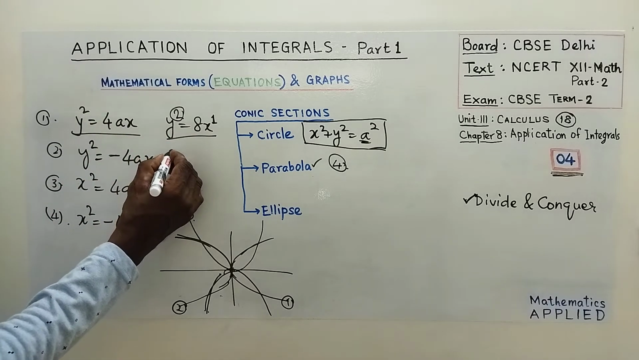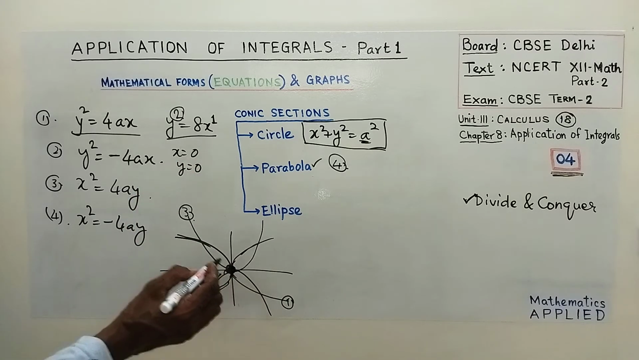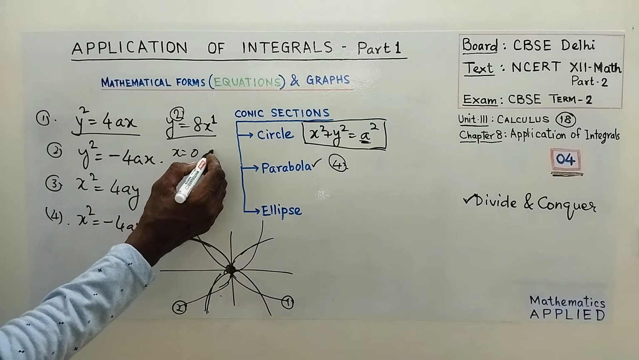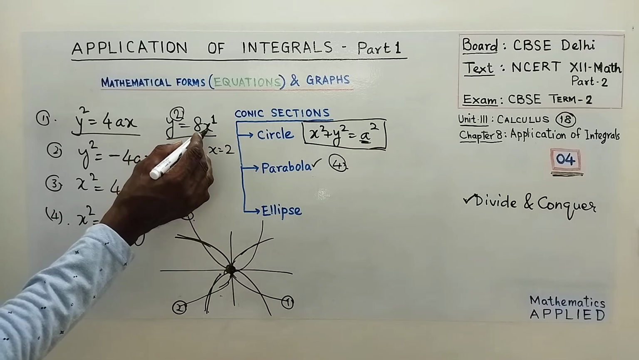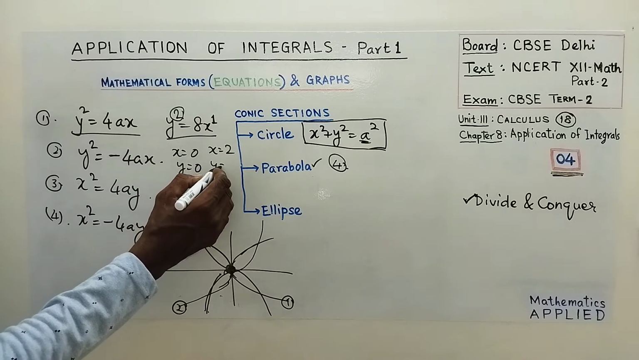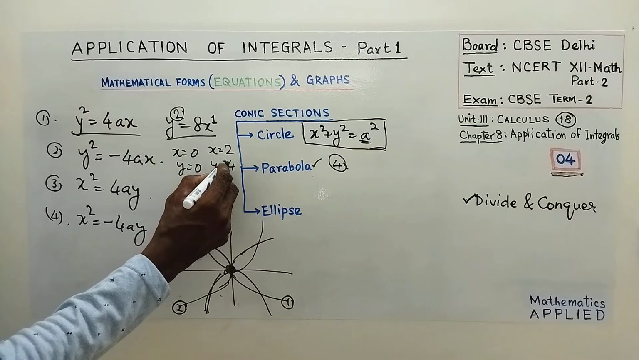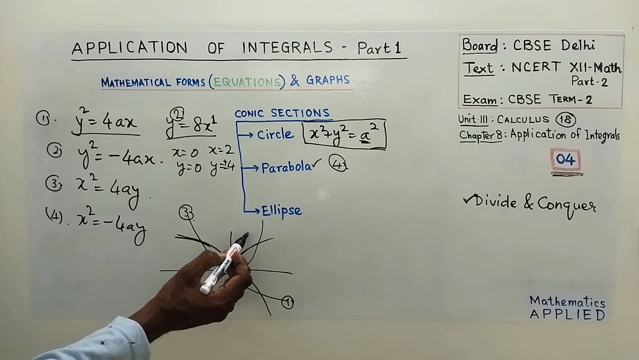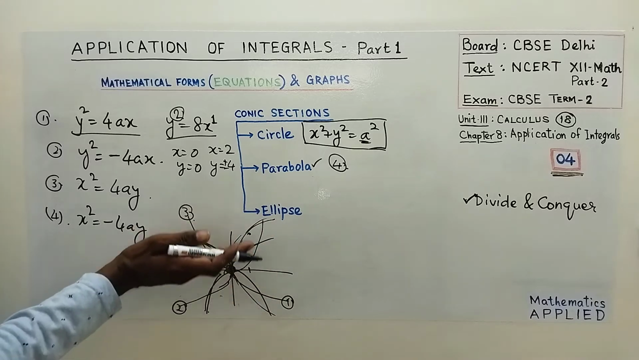How would you draw the graph? You put x equals 0, you get y equals 0. This is obviously one point through which the parabola is going to pass. Now take one more point, x equals, let's say, 2. Then this gives you 2 times 8 is 16, so y square equals 16, so y equals plus or minus 4. So you take 2 here and 4 in this part, and you can draw a rough parabola that should be symmetric to the x-axis, isn't it?